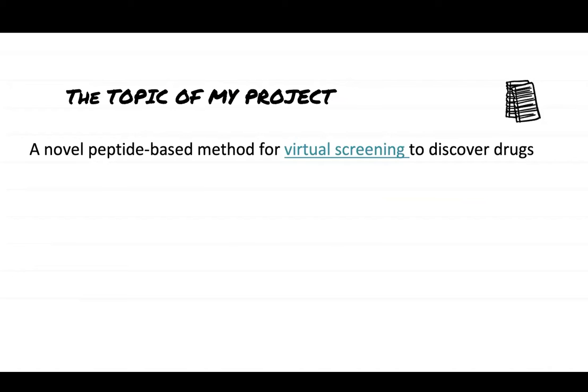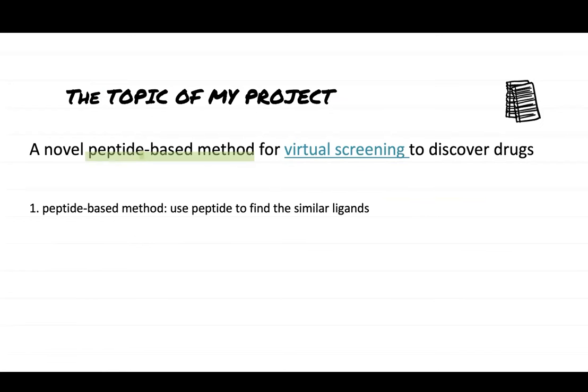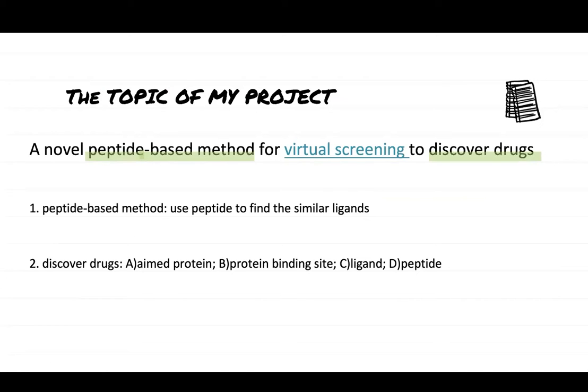After stating the basic ideas about all the possible virtual screening methods, let's move back to my own project. I highlighted peptide-based method and discover drugs. Tell me the details of the method and the aim of ours. Use peptide to find the ligands which have the potentiality to be drugs. And for drugs, we need to find out the aimed protein, the protein binding site, and the ligand and the peptide.